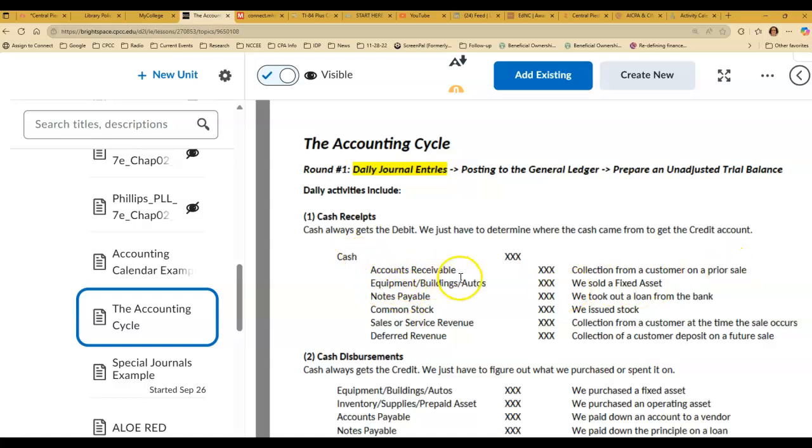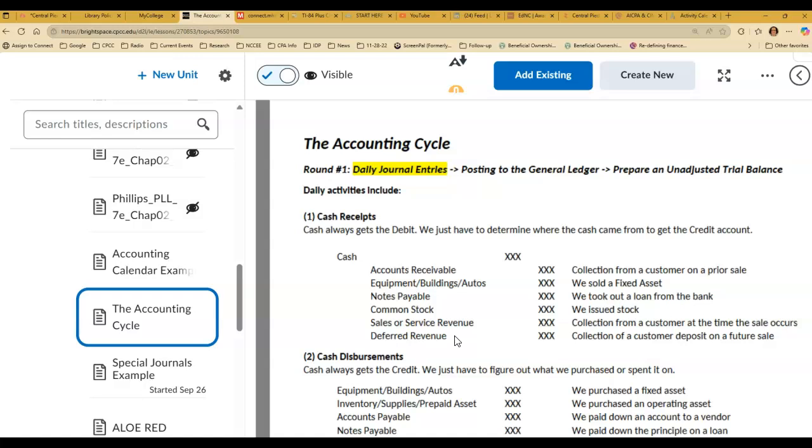Did we buy equipment, buildings, or automobiles? Okay, now, excuse me, I say buy. Did we sell equipment, buildings, and automobiles? That will be in a later chapter. We're not going to do that in chapters 1, 2, and 3. All right, cash. Did we borrow money from the bank? Okay. Did we issue common stock? Did we sell some kind of service or product? Did we collect on gift cards on a future sale?